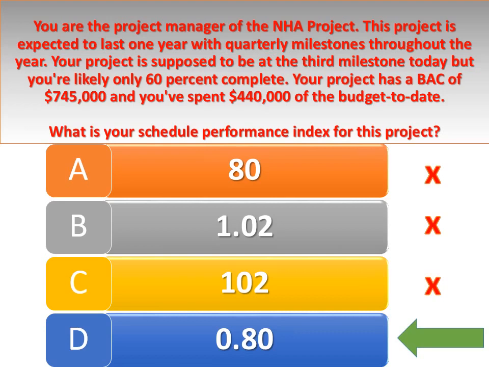Answer option A is incorrect. 80 is not the same value as 0.8. Answer option B is incorrect. 1.02 is the cost performance index. Answer option C is incorrect. 102 is not a valid calculation for this question.